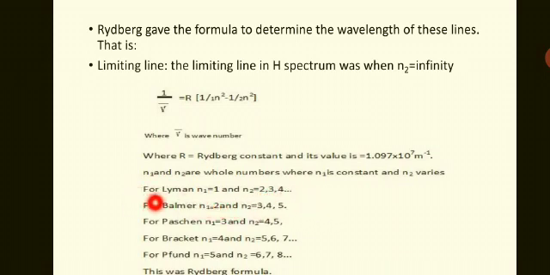For the Balmer series, n1 is 2 and n2 is 3, 4, 5, 6, 7 and so on. For the Paschen series, n1 is always 3, n2 can be 4, 5. For the Brackett series, n1 is always 4, n2 can be 5, 6, 7. And for the Pfund series n1 is 5 and n2 can be 6, 7, 8. So this was the Rydberg formula.